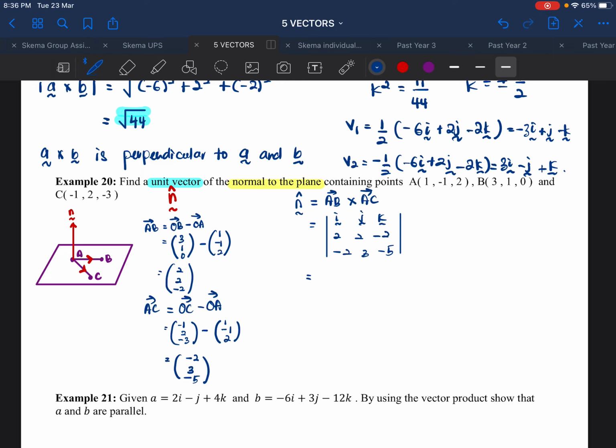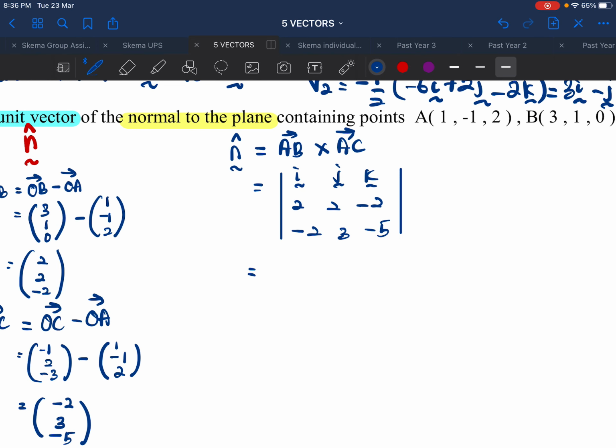Okay, cari kat sini jawapan dia apa. Kita ada negative 10 minus 6I minus negative 10 minus 4J plus 6 plus 4K. Okay, kalau salah betulkan nanti beritahu saya.